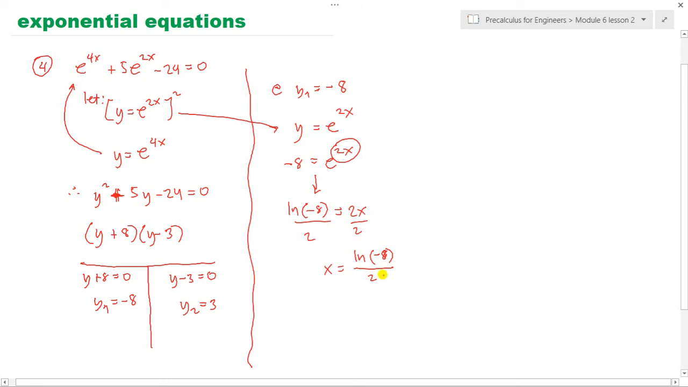Now, unsa may answer sa ln of negative 8? That is an error. So dili pwede si x ani. So therefore wala tay value sa x ni ini. This one is undefined. So for x sub 1 at y1 is equals to negative 8, dili siya ma-define. Okay.